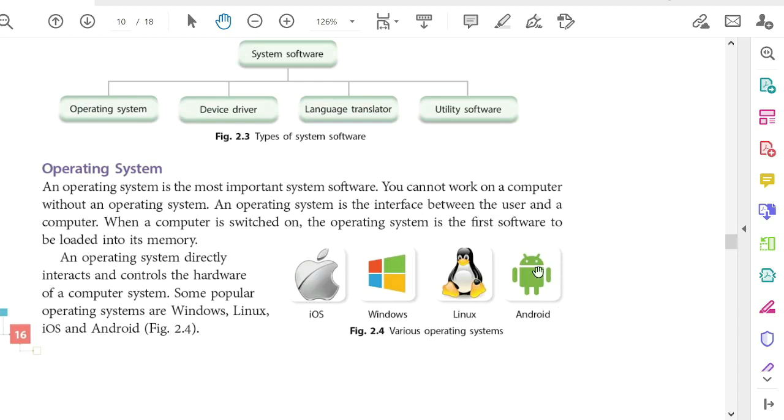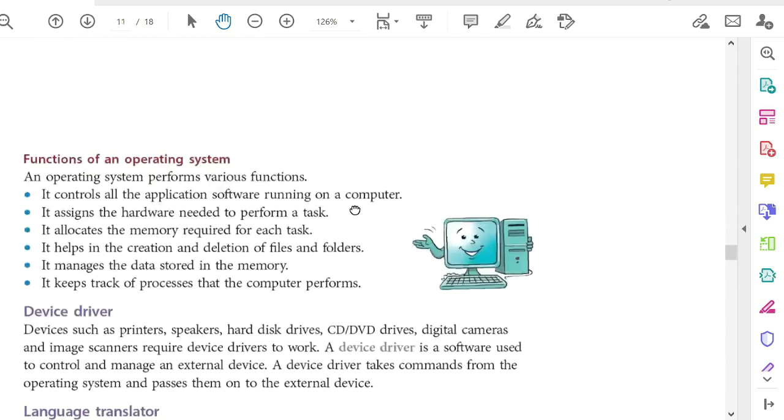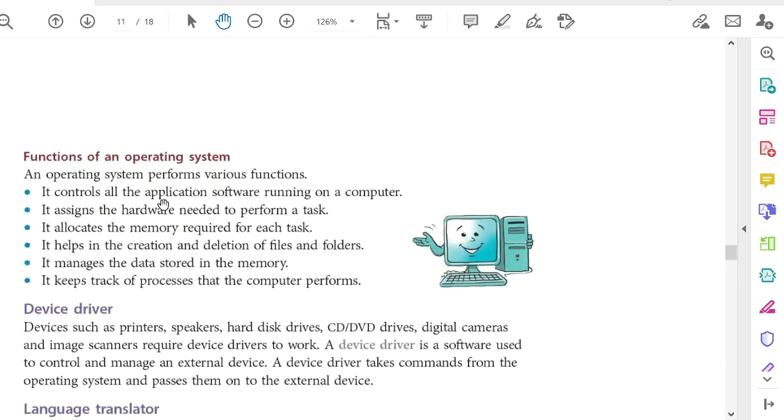These are examples of operating systems: iOS from Apple, Windows from Microsoft, Linux, Android. Among them, Android is mobile software. Windows has a mobile version as well as a computer version. Linux is a computer operating system. iOS, computer operating system. These are the functions, all are very important. And in the notes also I have given a few important functions of the operating system.